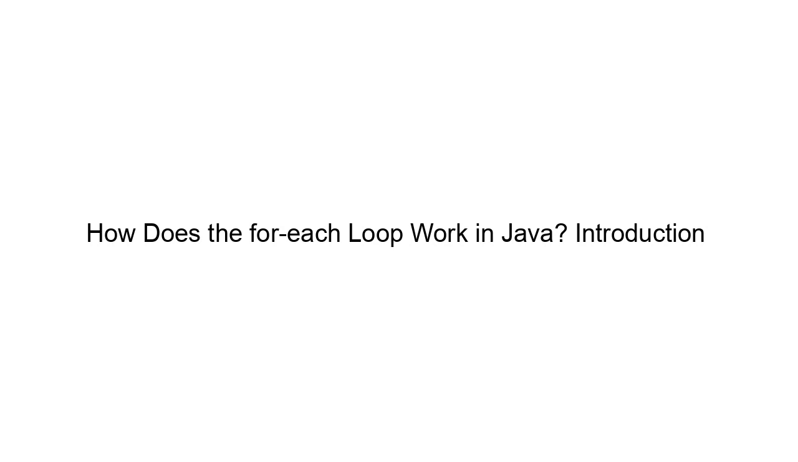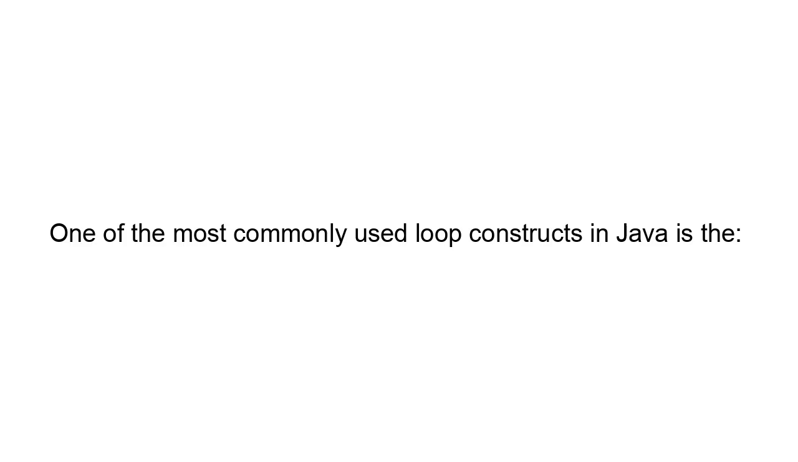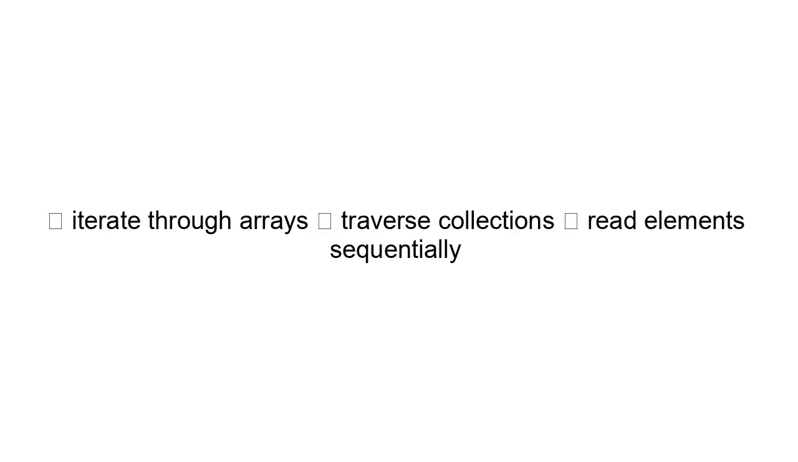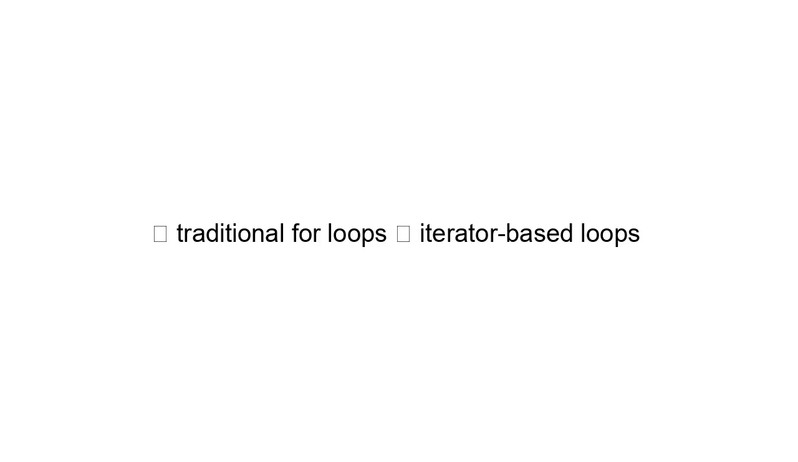How does the for each loop work in Java? Introduction. One of the most commonly used loop constructs in Java is the for each loop. It is also called the enhanced for loop. The for each loop is used to iterate through arrays, traverse collections, and read elements sequentially. It provides a cleaner and simpler alternative to traditional for loops and iterator-based loops.